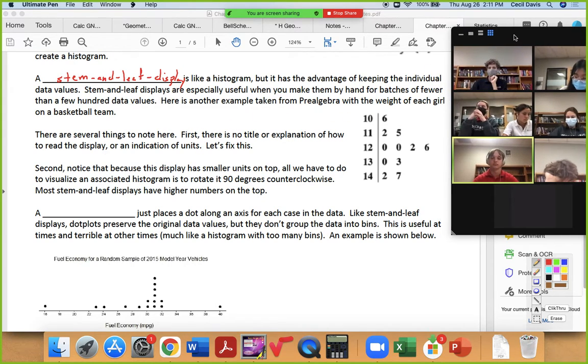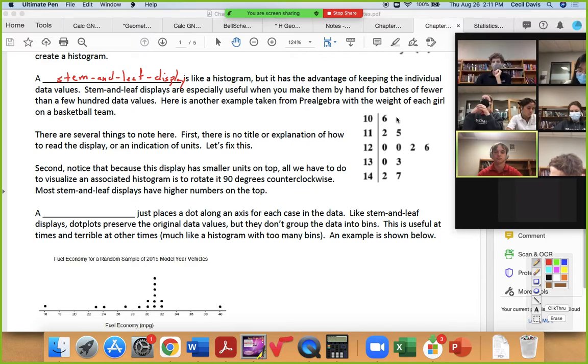So this one, again, I remember from your pre-algebra book, where they had the weight of each girl on a basketball team, and they showed a stem and leaf display kind of like this. There are a couple of things that are not so nice about the way that this one is done, and I did that on purpose.